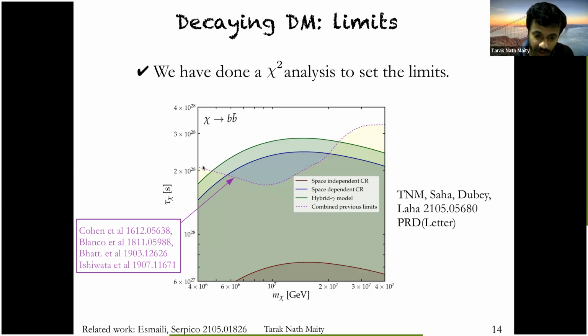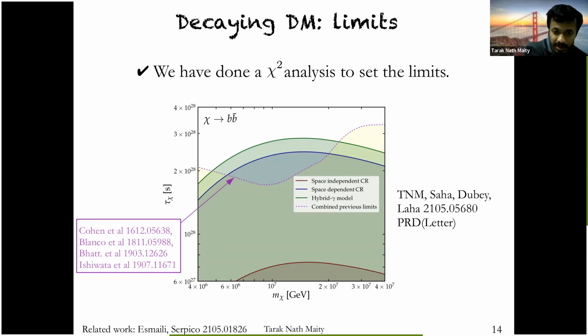Note that for the combined limit, for these masses, the limits are mostly coming from Fermi, and here it is coming mostly from the IceCube data. So with this new observation, there is a possibility to probe a new region of the parameter space, depending on what cosmic ray model is true.